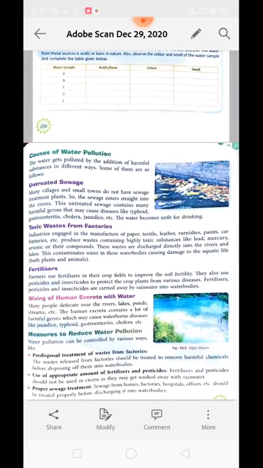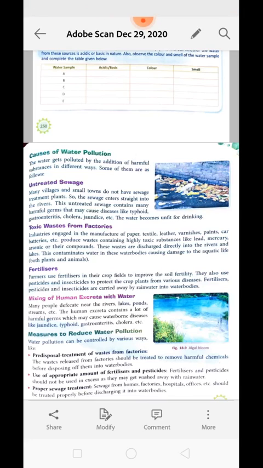The water gets polluted by the addition of obviously harmful substances which are not suitable for our health. Some of them are mentioned over here, like untreated sewage. Many villages and small towns do not have a proper sewage treatment plant, so the sewage enters straight into the rivers. The untreated sewage contains many harmful germs that may cause diseases like typhoid, gastroenteritis, cholera, jaundice, etc. The water becomes unfit for drinking.